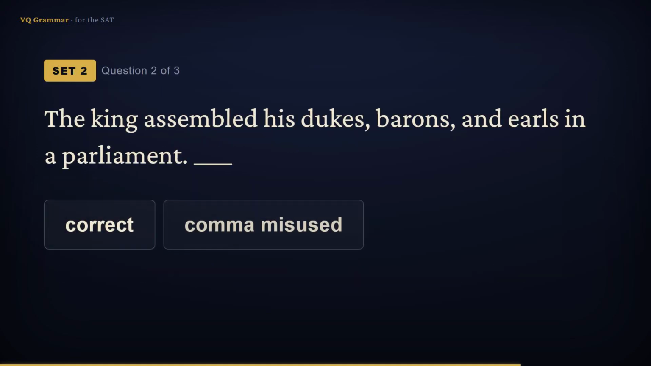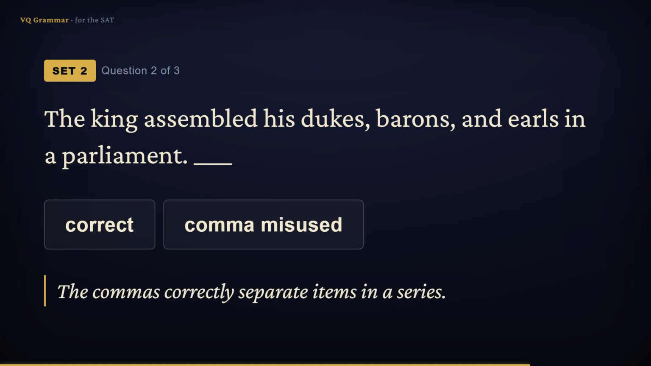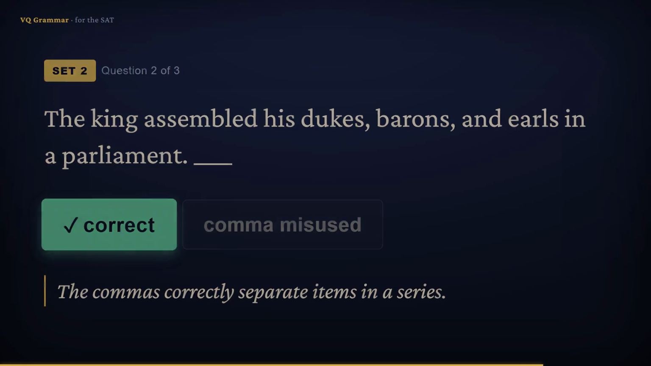The king assembled his dukes, barons, and earls in a parliament. Those commas simply separate items in a series, which is exactly right. So the answer is correct.